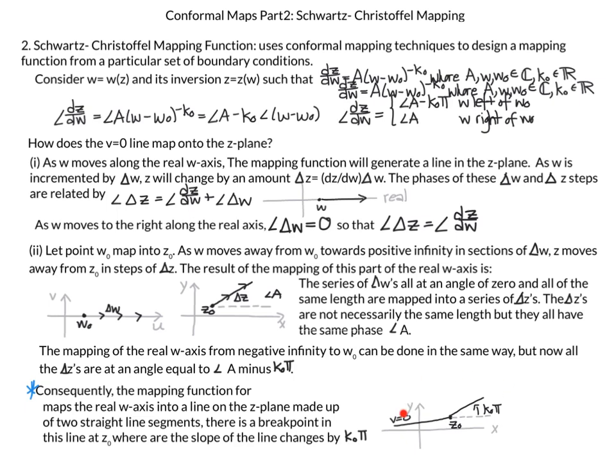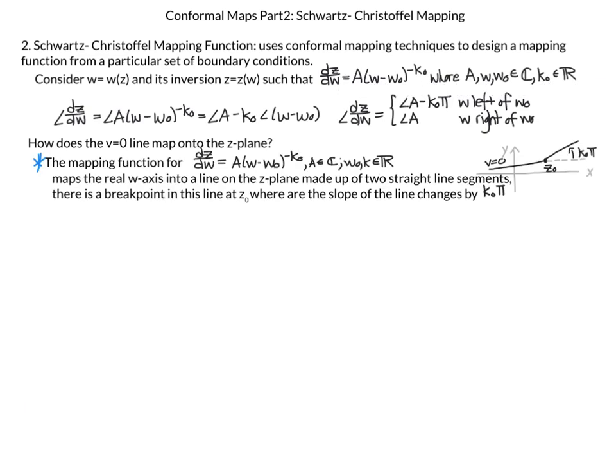So we can look at this over here in the z plane. So we're coming along at some angle, and the moment we hit z naught, we change our angle by k naught pi. I cleared out some space here, but I summarized the key points that we've been talking about, and I'll go through it one more time.